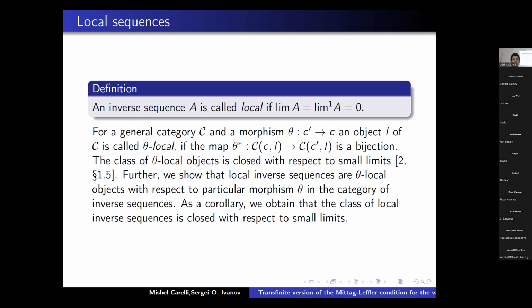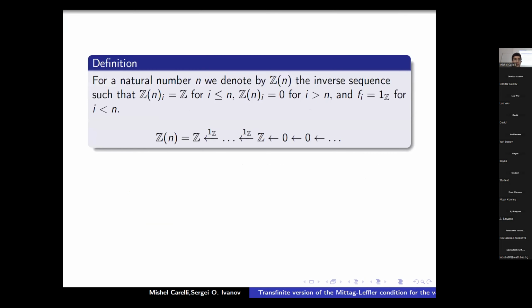It's well known that the class of theta-local objects is closed with respect to small limits. We show that the local sequences are theta-local objects for some morphism theta in the category of inverse sequences. Hence, as a corollary, we obtain that this class is closed with respect to small limits. We'll use this result later. Okay, the first definition.